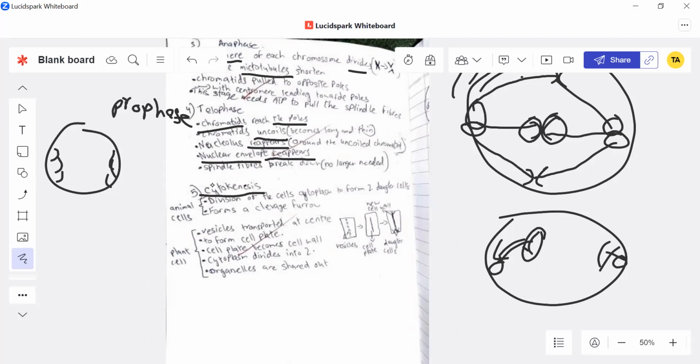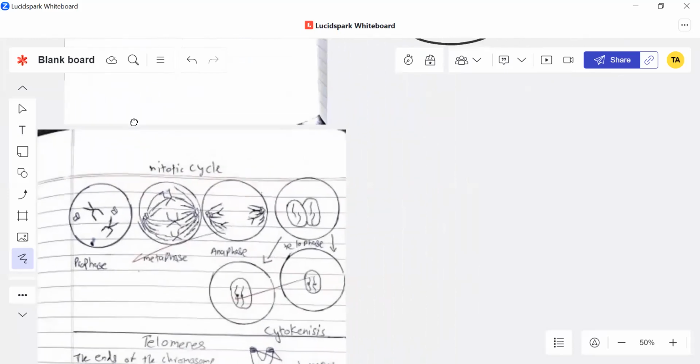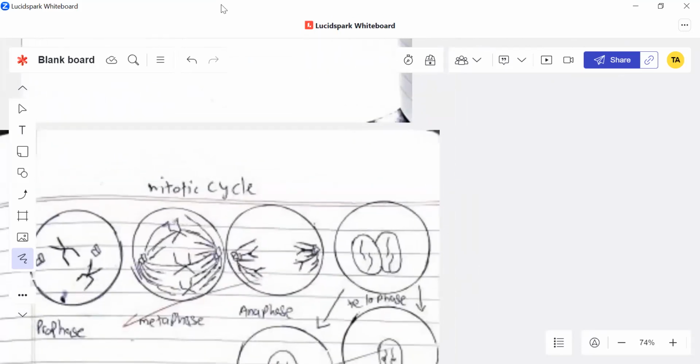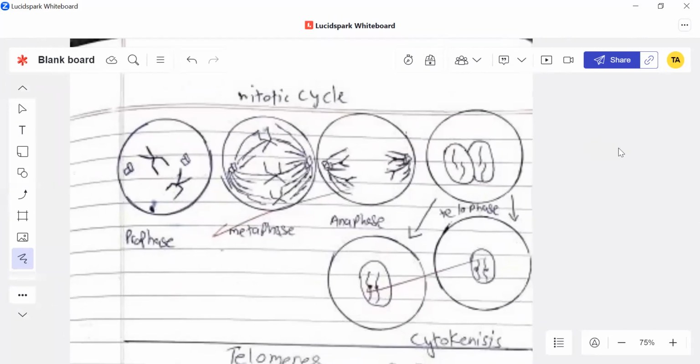Now, for me to explain what cytokinesis is, I'll go to this diagram right here. This is the mitotic cycle basically. I want to zoom in. First was prophase. Prophase is when the chromatids become condensed, short and thick. The centrioles, or the centrosomes, start to move to the ends. In metaphase, the centrosomes are fully at the ends, the spindle fibers are fully formed, and the spindle fibers attach to the chromatids, or the chromosomes.